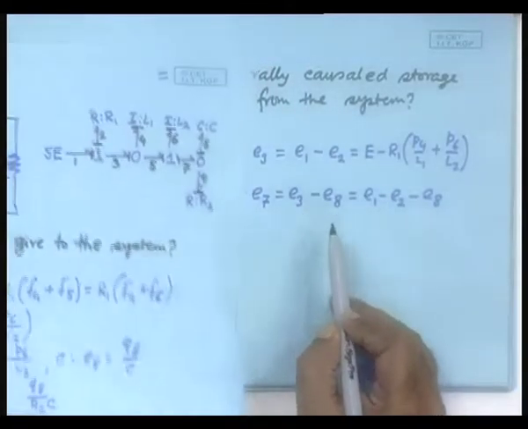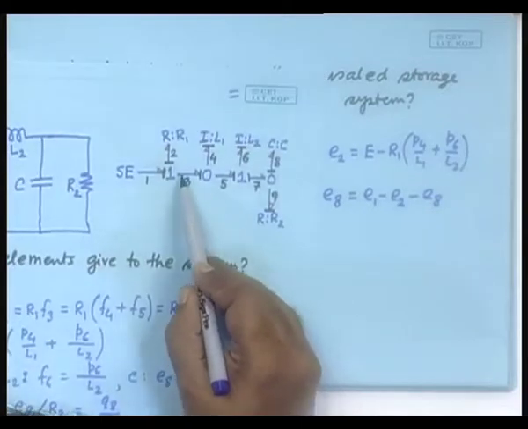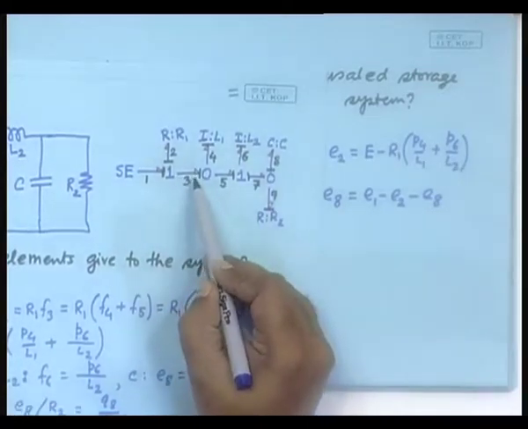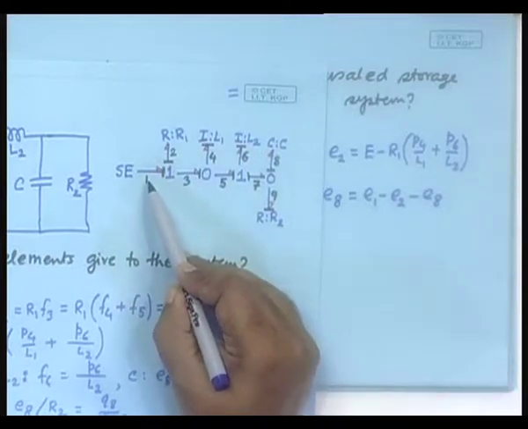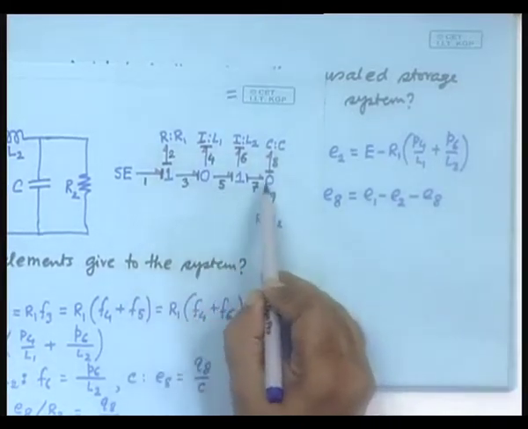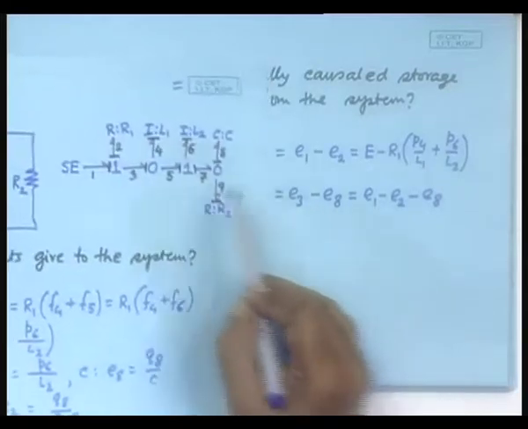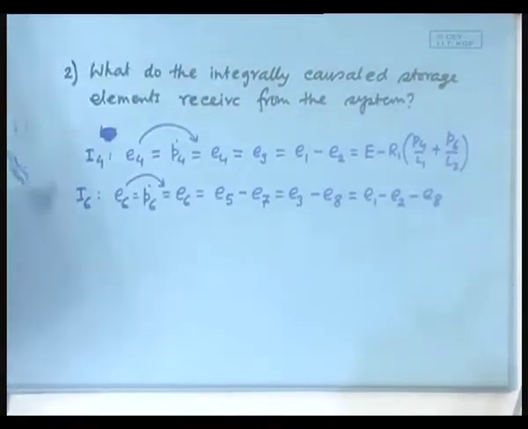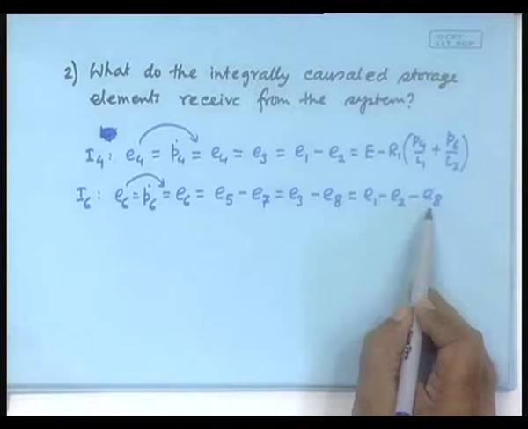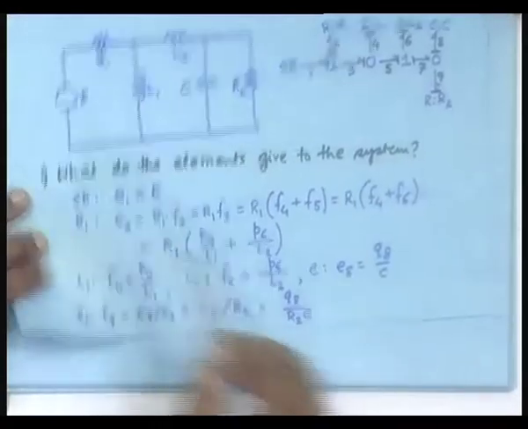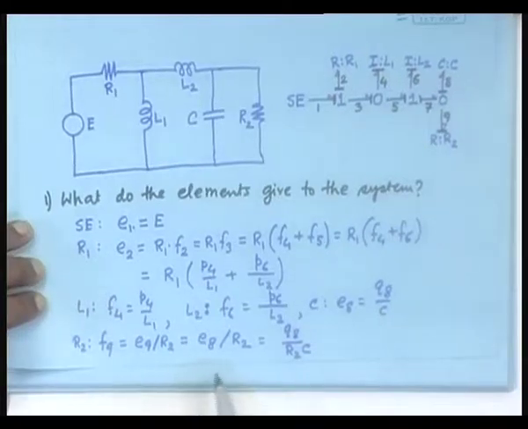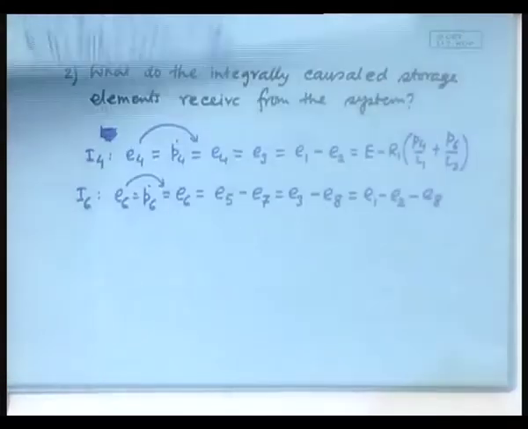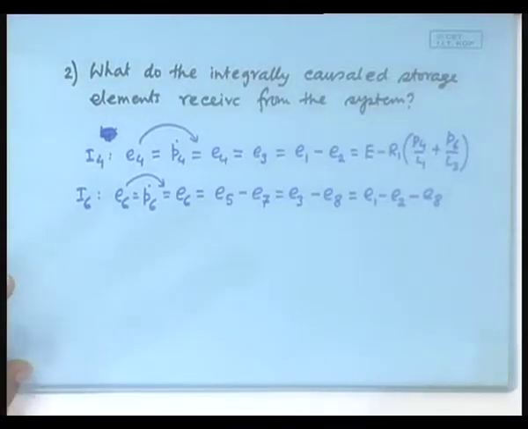You see, E3 minus E8, E3 has come from E1 minus E2, and E8 is fine, E7 is equal to E8. Okay. Now, all these are known in the right hand side, just substitute, because E1 is known from here, E2 is known from here, and E8 is known from here. Just substitute, you will get it. Happy?